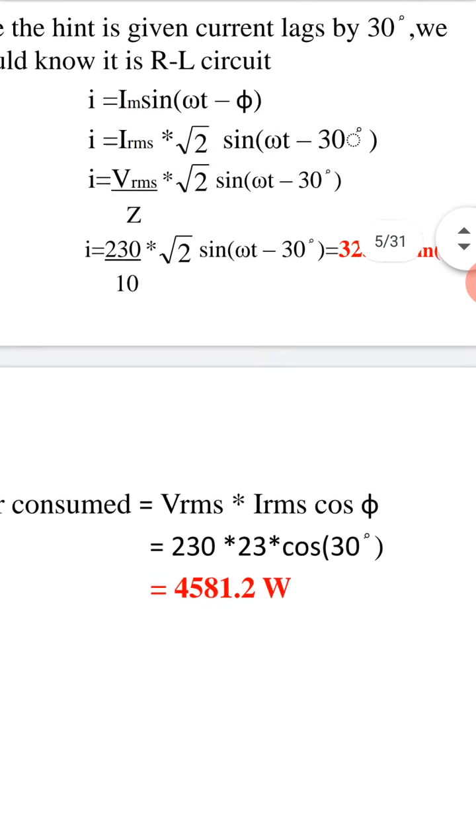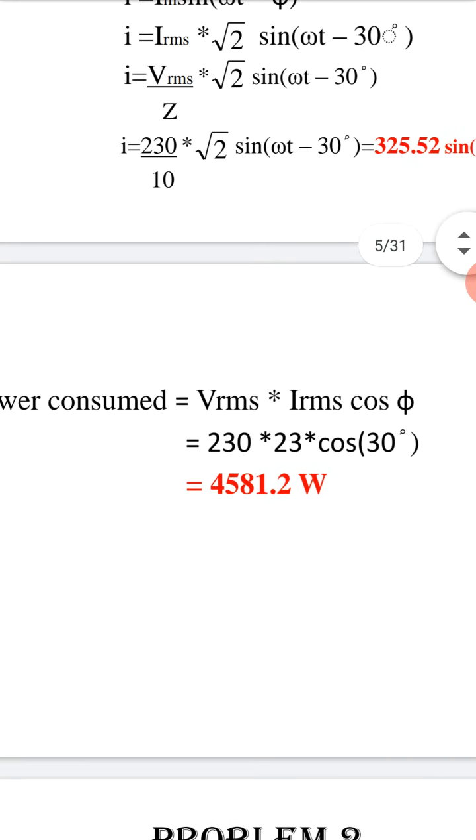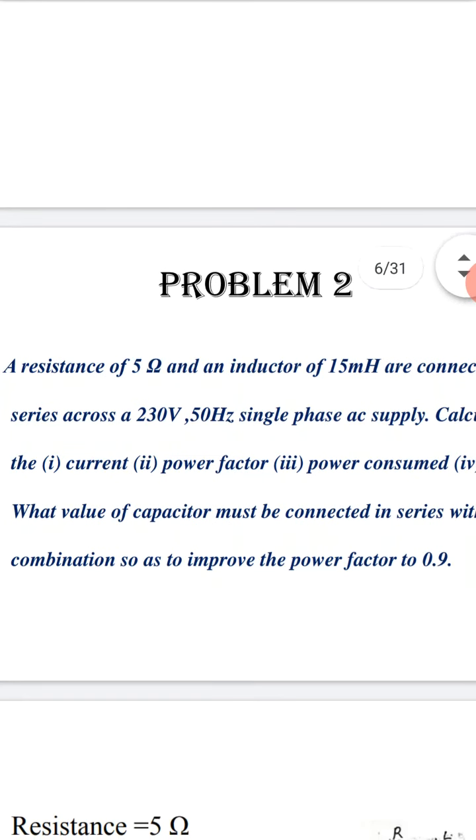Now the last step: power consumed is equal to Vrms Irms cos phi. So that is equal to 230 into Irms, which is Vrms by Z, that is 230 by 10, that is 23. So 230 into 23 into cos 30 degree. So that is equal to 4581.2 watts. Okay.